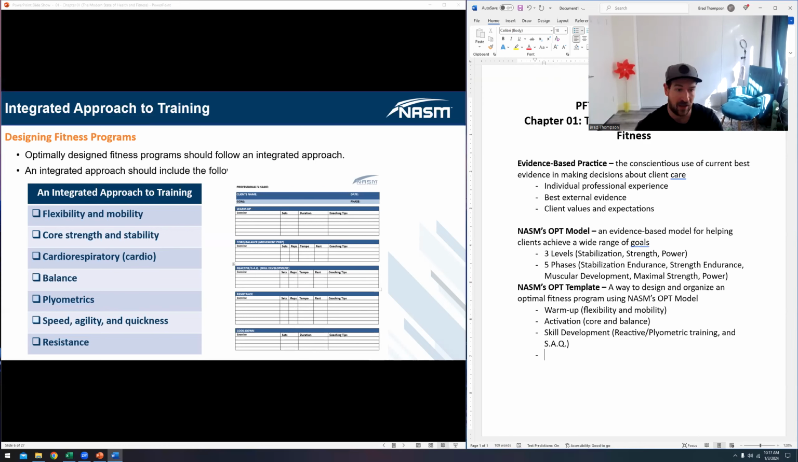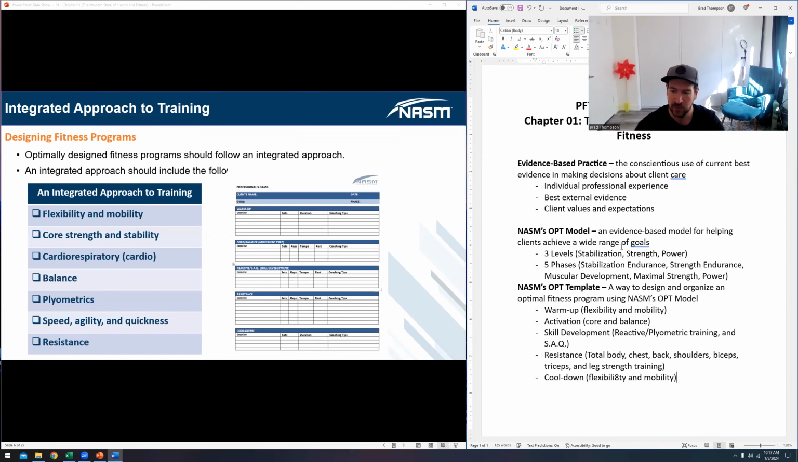And then lastly, and arguably most importantly, you're going to get into your resistance section where you are going to address total body strength, total body, chest, back, shoulders, biceps, triceps, and of course, leg strength training. And then lastly, we've got our cool down where again, we are going to address flexibility and mobility.